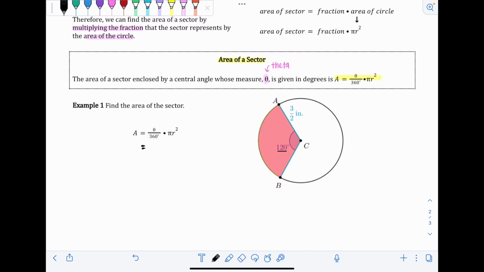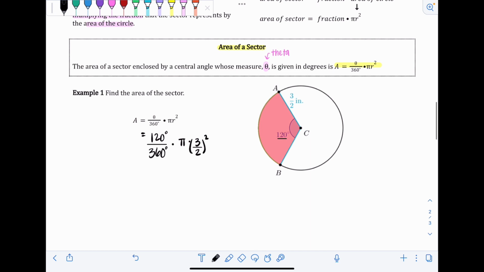So we would start with 120 degrees over 360 degrees, and then times pi, which is just the number, we leave it as is, and then r squared, where our radius is 3/2. So pi times 3/2 squared. And then I'm going to put 3/2 in parentheses just to remind us to square both parts. So pi times 3/2 squared.